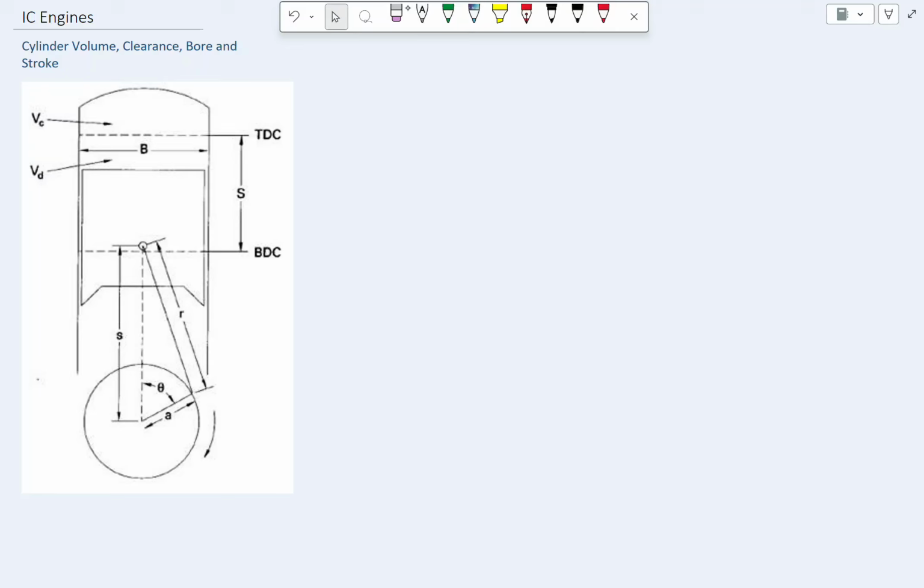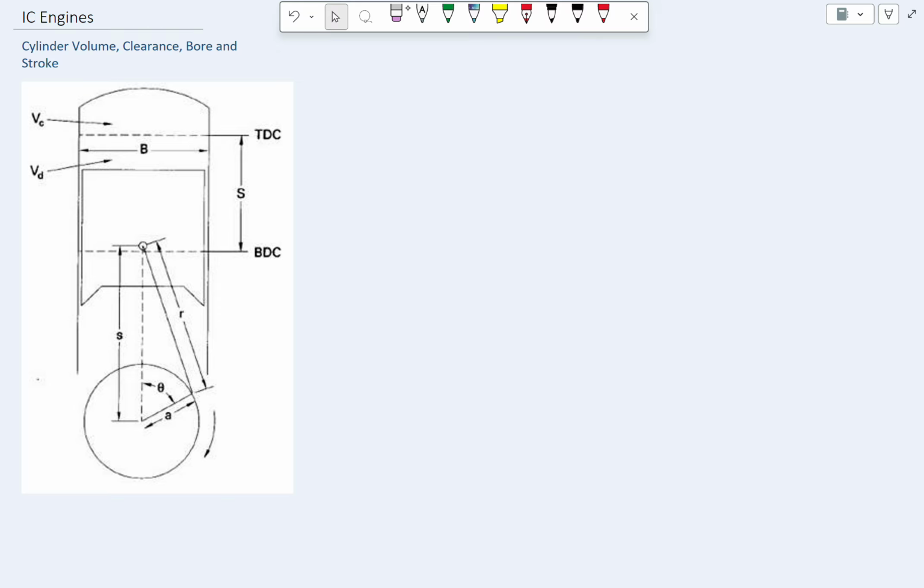In this video, we're going to be talking about IC engines and specifically cylinder volume, clearance, bore, and stroke. This video is part of a short video lecture series. In the previous video, we introduced cylinder geometry, and we're going to continue discussing cylinder geometry. If you want to go back to the previous video to get some more information on nomenclature and some equations that we're using, please go ahead and do so. If not, in this video, we'll continue that discussion.